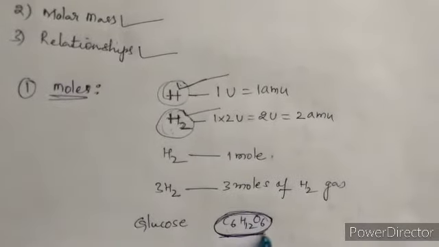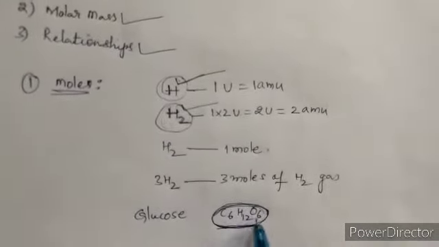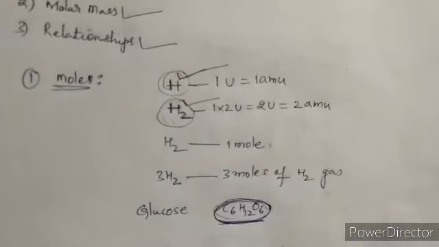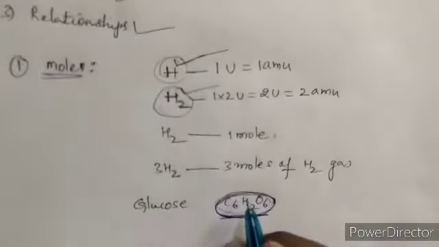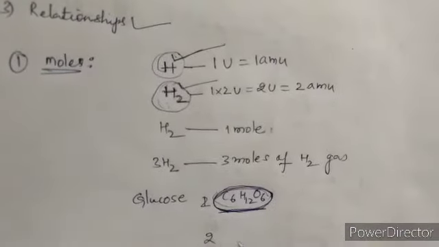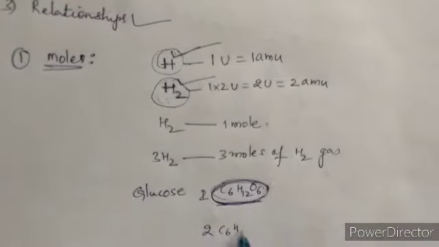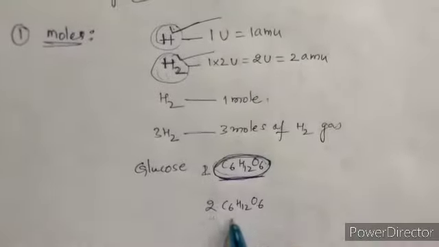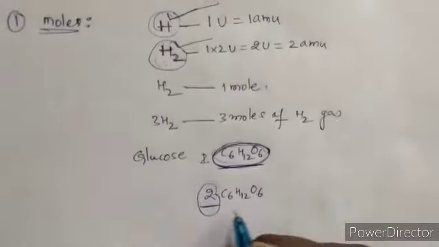So how many glucose molecules are there? In this formula, how many moles are there? Here 1 there, 2 there, 3 there. Suppose I am writing 2C6H12O6, here 2 means 2 moles of glucose.